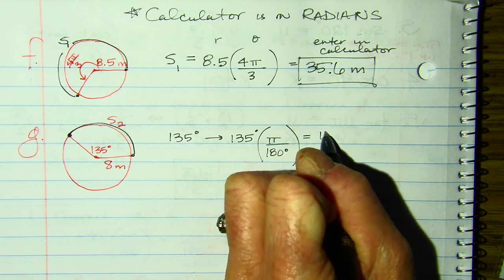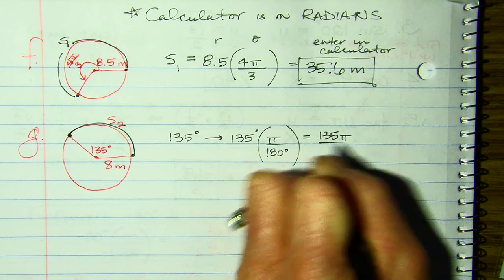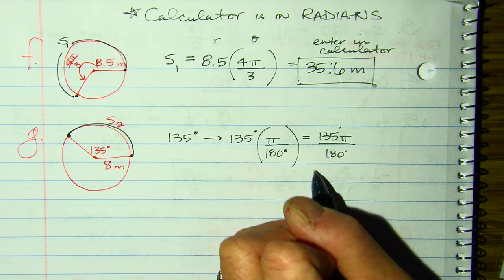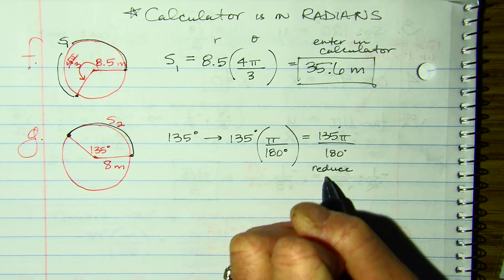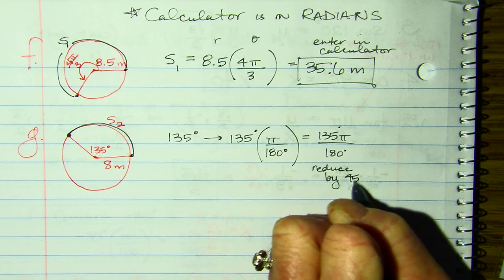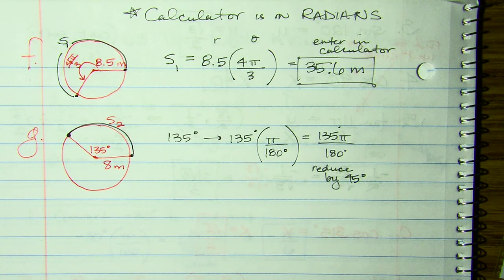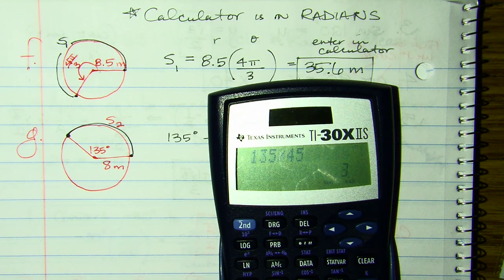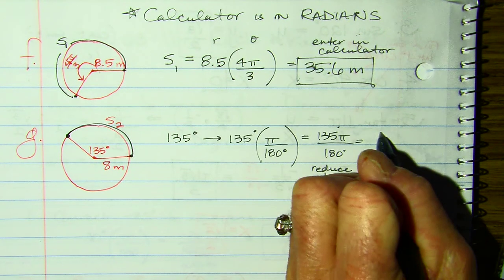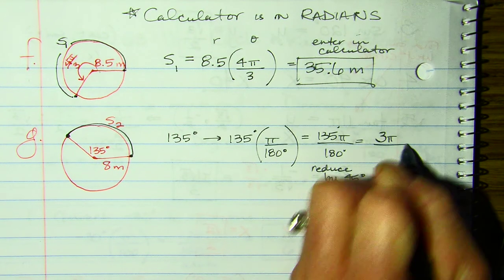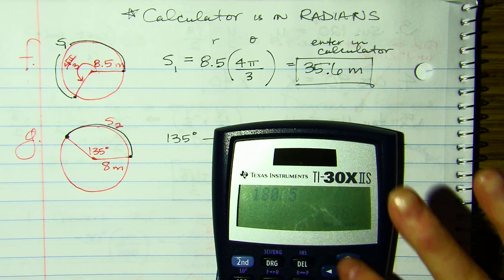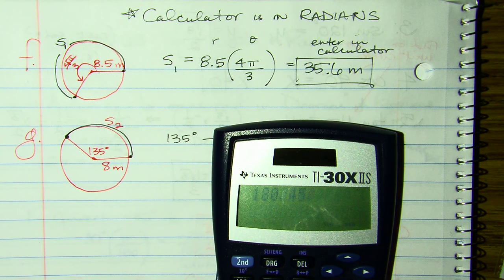And then I'm going to reduce. So 135 and 180, I'm going to reduce. I know that they're divisible by 45. You can reduce it by 15, but keep reducing it all the way down. So 135 divided by 45, I get 3. And 180 divided by 45 gives me 4.